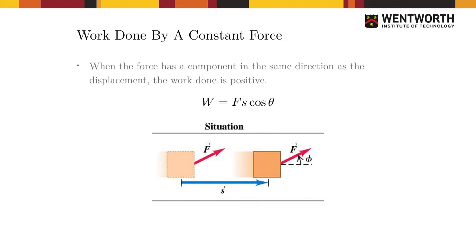Now, whenever the force has a component in the same direction as the displacement, it does positive work. This is the case in the figure shown here. In this case, the box is moving under the influence of force F along the x-axis. Force F has a positive x component, which is in the same direction as the displacement, which corresponds to positive work done. Another way of looking at this is the angle between the force and the displacement vector is less than 90 degrees, which will always correspond to the cosine of the angle being positive, and thus a positive amount of work being done.